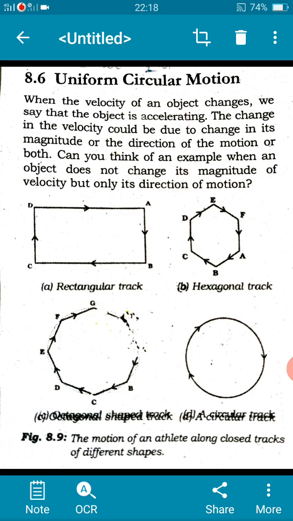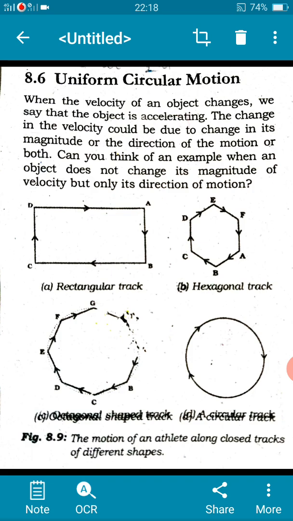Rectangular shape, he changed 4 times. Hexagonal means how many sides or how many corners? 6. So how many times does he have to change the direction? That is, he has to change 6 times while he completes one round.